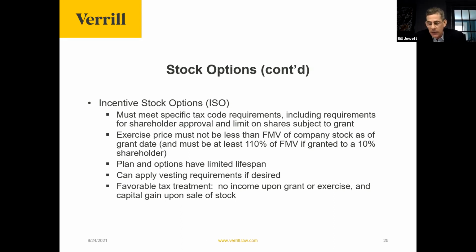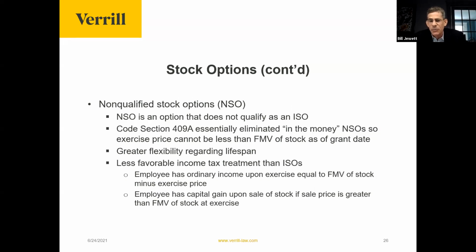However, to get that treatment, it is necessary to hold the stock after exercising for at least 1 year, or the code says more than 1 year, and also more than 2 years from the date of grant of the option. If you get rid of the stock before those dates, you don't get this favorable tax treatment. Essentially, you end up with a non-qualified stock option.